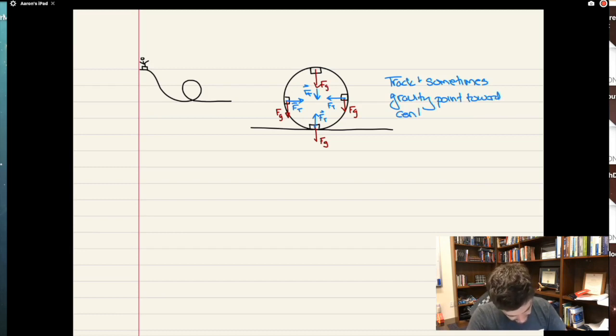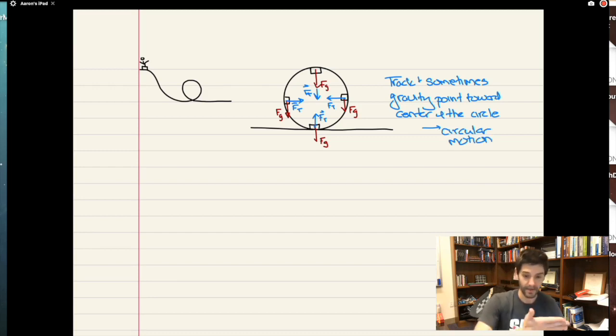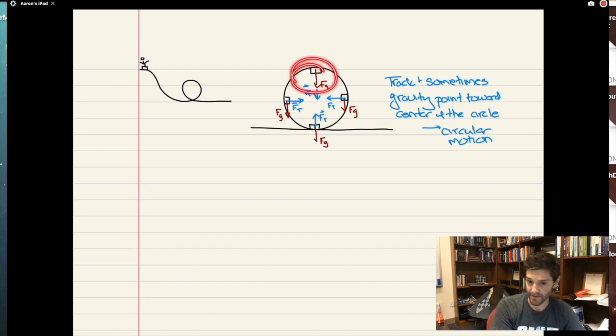Point towards the center of the circle. That is what gives you the circular motion, or what allows the cart to keep changing direction as it goes around the circle. And then you can notice at some points, so in the top case here, gravity and the track are helping the car go in circular motion.